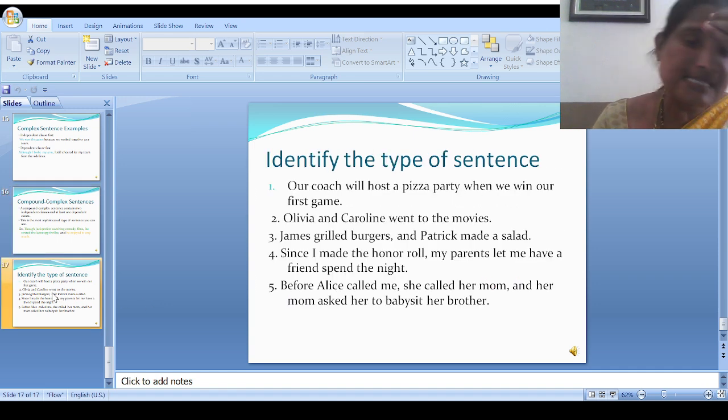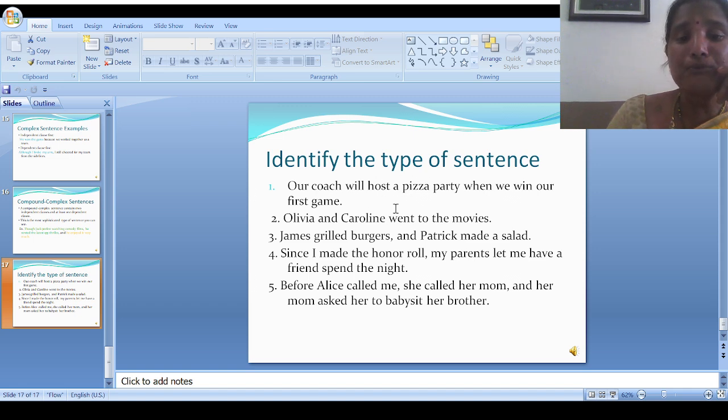Now identify the type of these sentences. Our coach will host a pizza party when we win our first game. What type of sentence would it be? Our coach will host a pizza party, but the pizza party will be only when we win the first game. So when we win the first game is your dependent clause, and our coach will host a party is your independent clause.